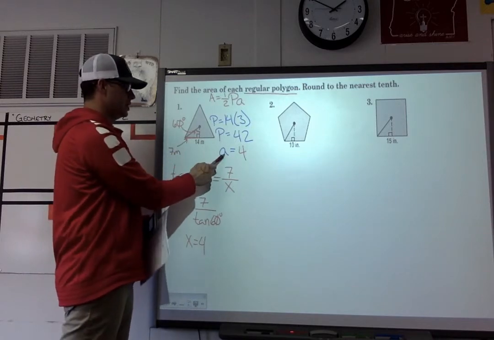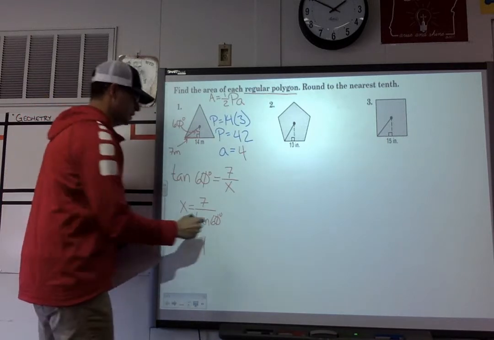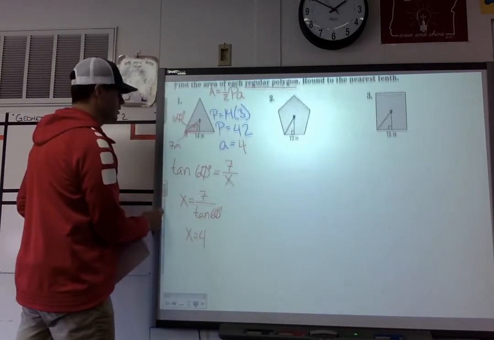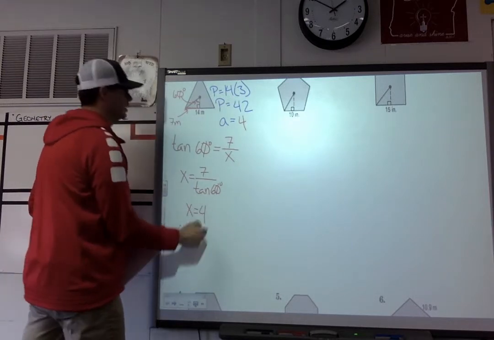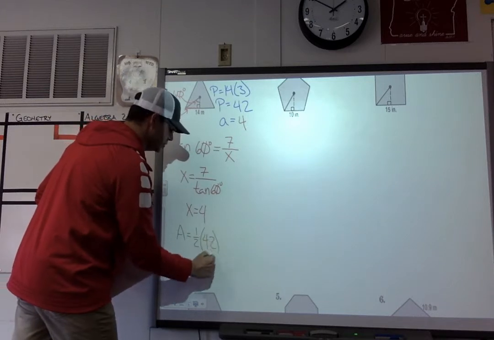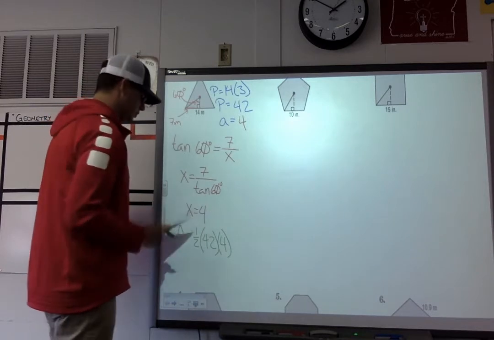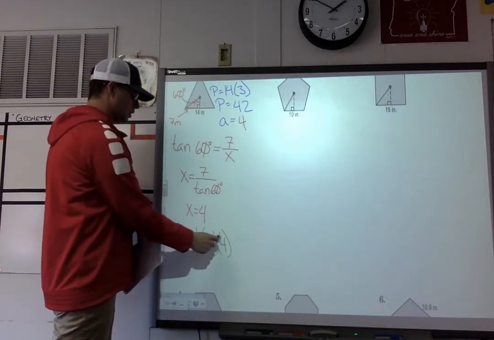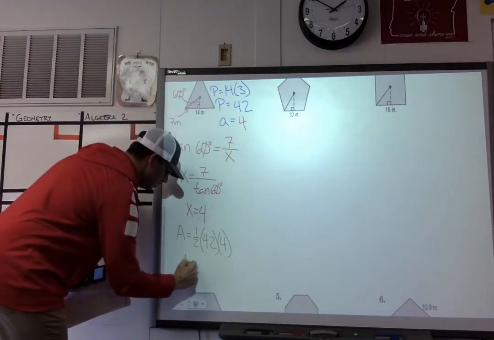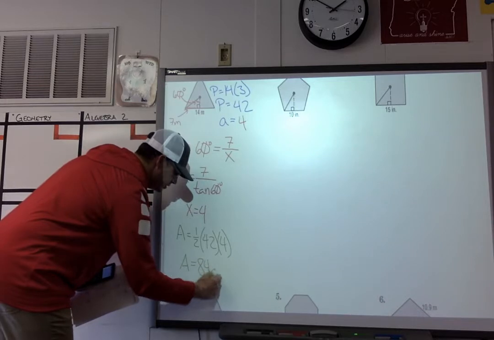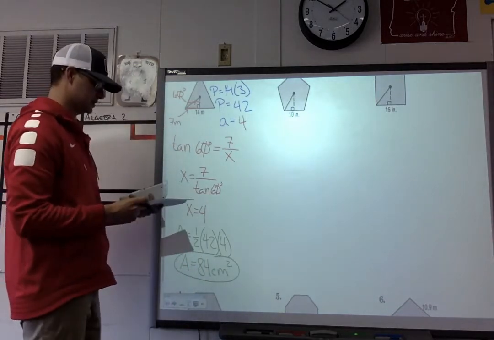So now I've got my two pieces of information that I need. I have my perimeter and I have my apothem, so I can go ahead and solve for the area. I would say that the area is equal to 1/2 times the perimeter, which is 42, times the apothem, which is 4. 1/2 times 42 is 21, times 4 is 84. So my area would be 84 centimeters. Again, since I'm finding the area, it needs to be squared.